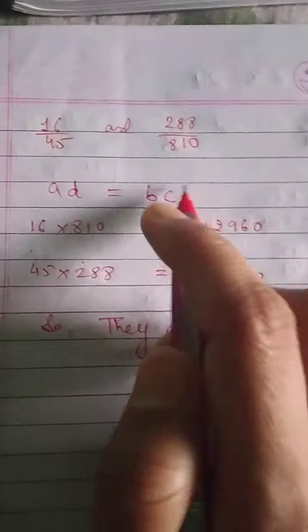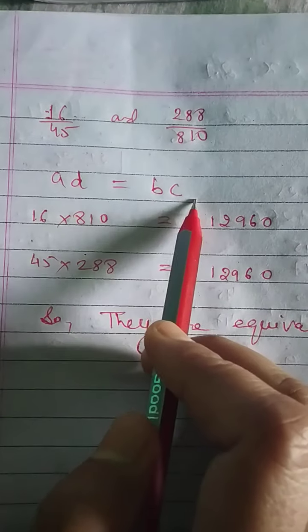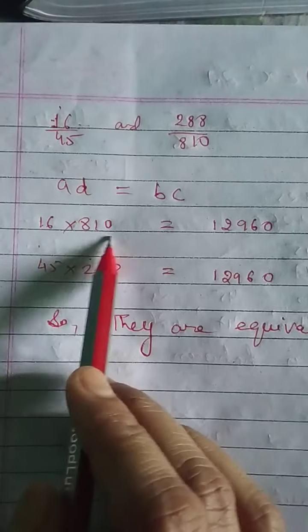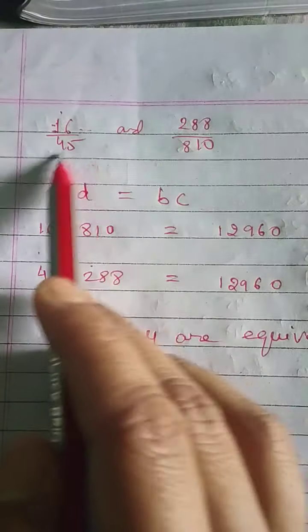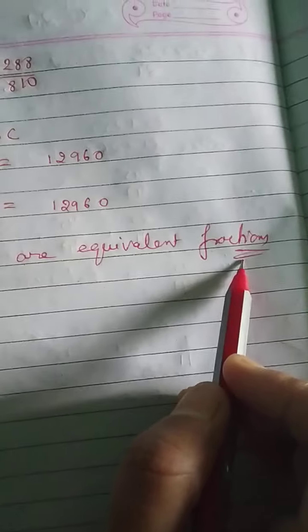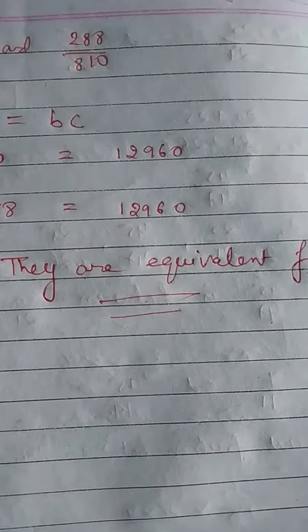So question number 9 you have to solve like this. A into D is equal to B into C, means this into this is equal to this into this. You can see this into this, 12960 will come, and if you multiply this, we will also get 12960. Both are the same, so they are equivalent fractions. Got it? So complete this exercise.